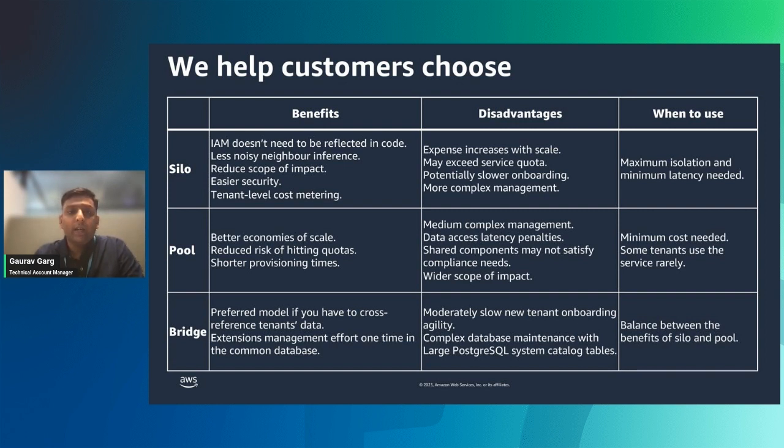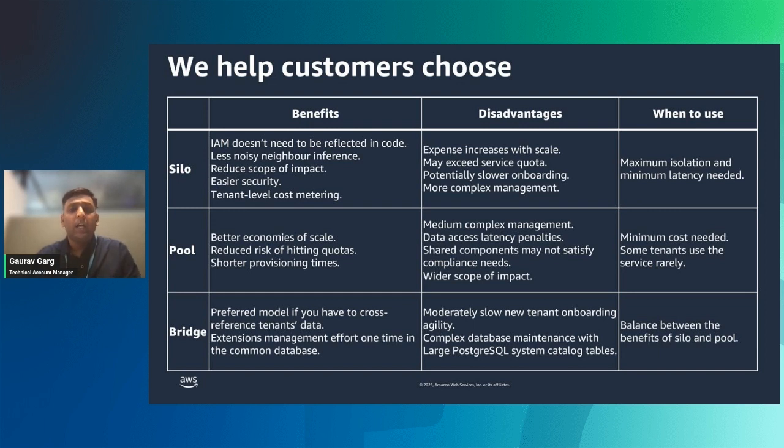So to highlight and quickly look at a few points. The silo model's clear benefits are that you don't have noisy neighbor interference, so you don't have to work on it and address it at your code level. You can get tenant level cost metering. You don't have to bring IAM into your code base. Disadvantages, of course, cost is a big challenge as compared to the other two models, and it also reduces your time to market.